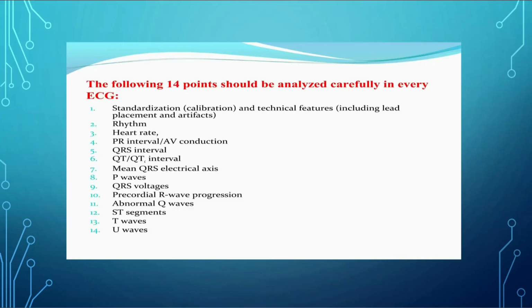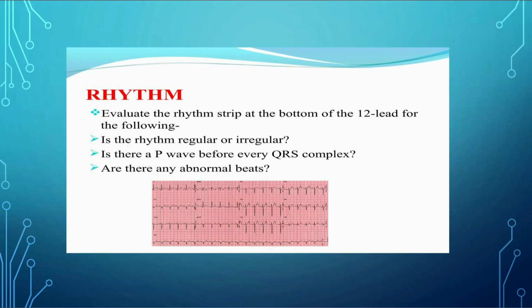Analyzed carefully in each ECG. Now, how to evaluate the rhythm? Evaluate the rhythm strip at the bottom of the 12 lead for the following. Is the rhythm regular or irregular? Is there a P wave before every QRS complex? Are there any abnormal leads?